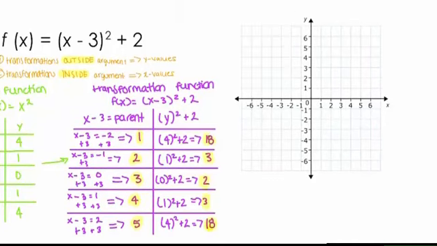Now that we have our new values, we can go ahead and graph them. 2, 3 is going to be here. 3, 2 is going to be here. And then we have 4, 3, and 5, 18. So basically, I'm just going to draw it way up there. It's not realistic, but we know that this is a transformed parabola.